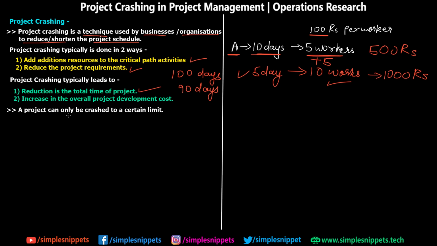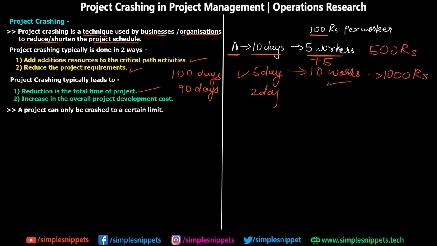And as I mentioned, a project can be crashed to a certain limit. Obviously, once you start to crash it more and more, let's say you want to do it in 2 days, you'll have to add more workers and the cost will also increase, right? So then you'll go in loss. This is not something you want. You want the optimum crashing time and optimum cost also.